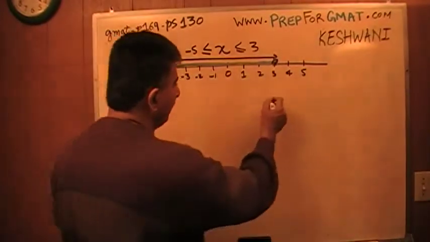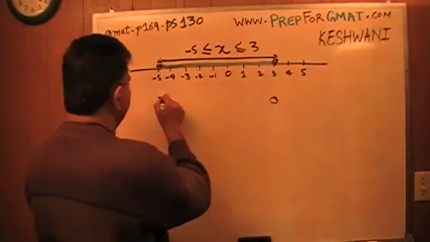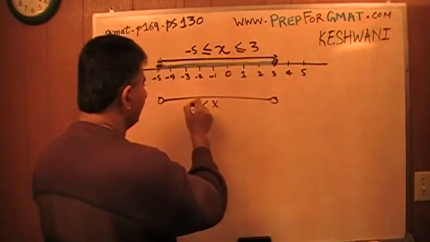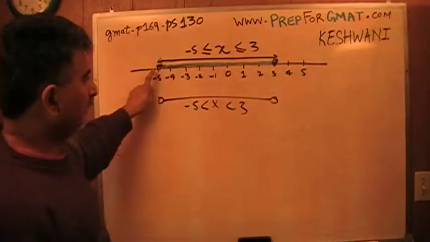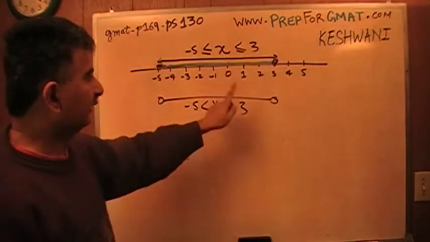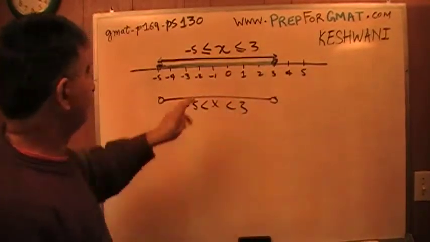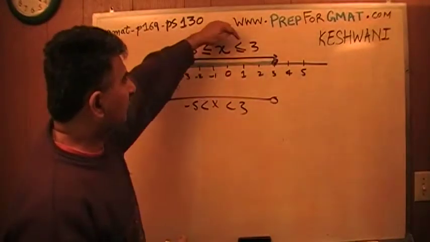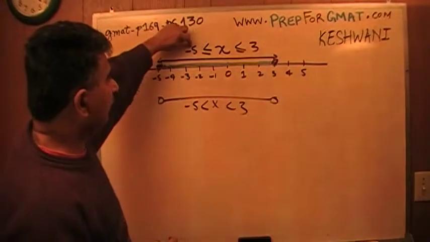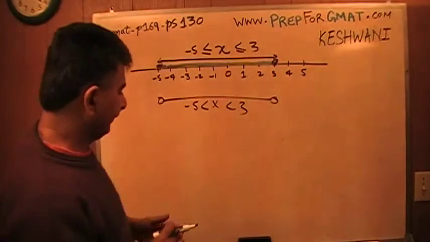Had it been an open dot, that means x has to be greater than -5 or less than 3. Open dot means that. If the dots are closed, that means we can include -5 and 3. The endpoints are included. So I wrote it in this form here. X has to be between -5 and +3. X is greater than or equal to -5 or less than or equal to 3.